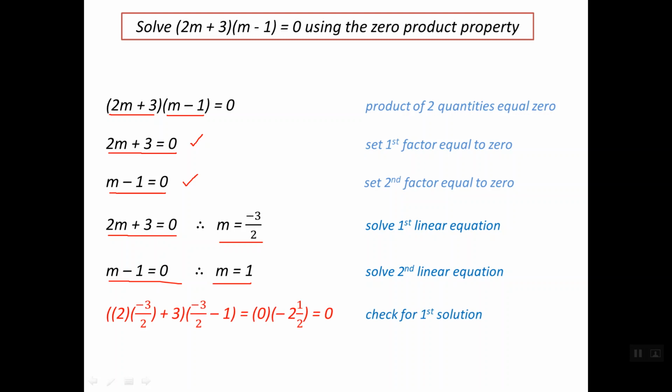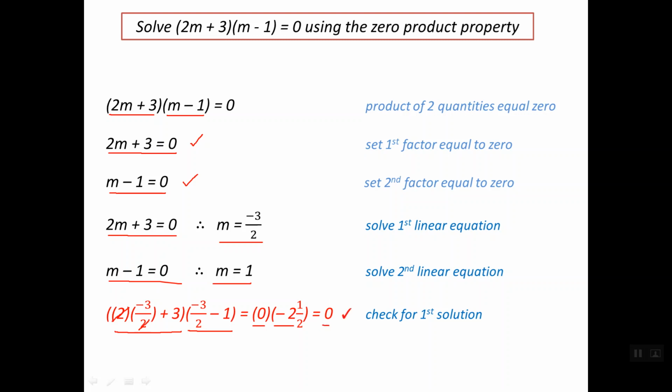Simply, we can check the two solutions, or the two values of m. Let's start with the first solution, which is minus 3 divided by 2. So 2m, so 2 multiplied by minus 3 divided by 2, plus 3, multiplied by m minus 1. If you see here, the 2 in the denominator cancels with this 2. So the remaining is minus 3 plus 3, so it's 0. So 0 multiplied by any value is equal to 0.